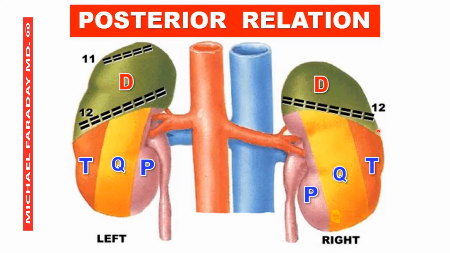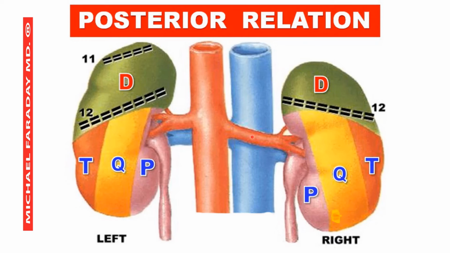Now when you come below, inferiorly, you can see three muscles here. More medially, we have the psoas major muscle. In the middle we have the quadratus lumborum muscle, and then this last muscle, which is more lateral, is the transversus abdominis muscle. Same thing applies here: this is the psoas major, this is the quadratus lumborum, this is the transversus abdominis.